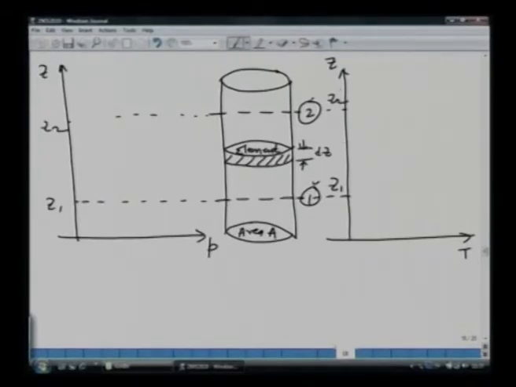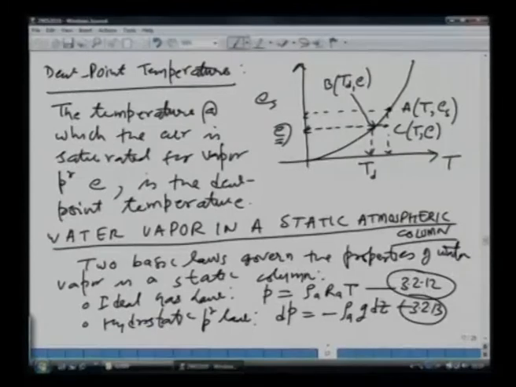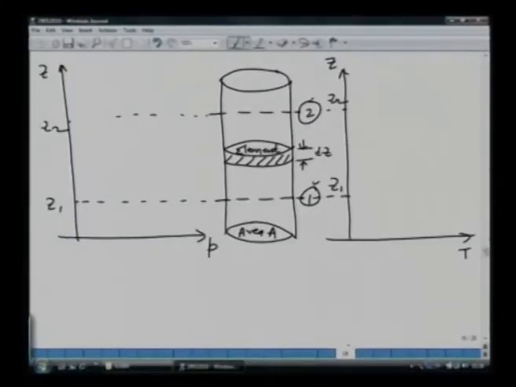To be able to find out the atmospheric water vapor in the static column, we said that we are going to use these two basic laws, which will govern the properties of water vapor. One of them was the ideal gas law, which we said is pressure is equal to rho R T, this was 3.2.12. Another thing we are going to use will be the hydrostatic pressure law, which is dP is equal to negative rho g dz in this particular case. So, let us get started today and look at how we can do that.